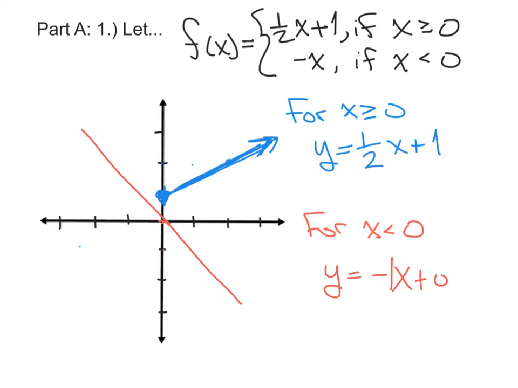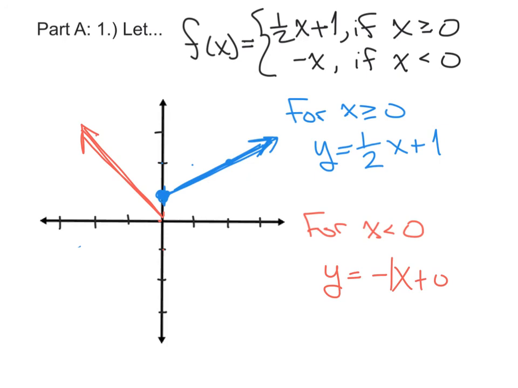Of course, we don't want the whole line. We just want the piece that's less than 0. So this is when x is equal to 0. The right-hand side is when it's greater. The left-hand side is when it's less than. We want the piece that's less than. So I'm going to erase the right-hand side and just keep this half.